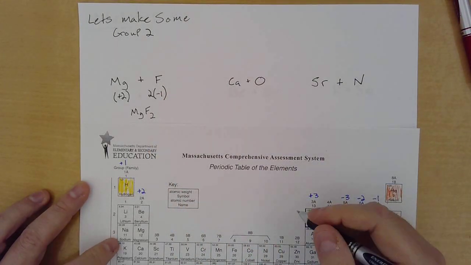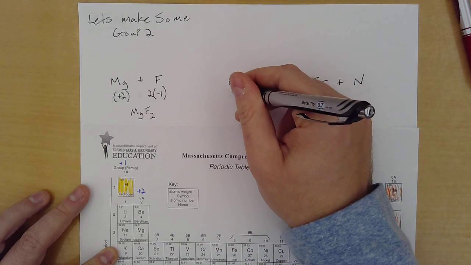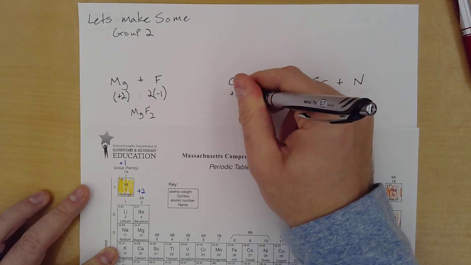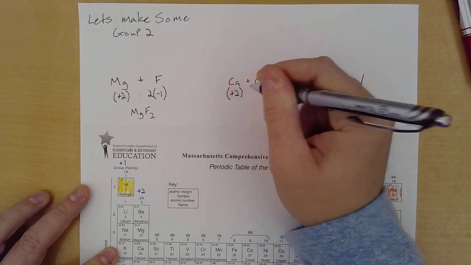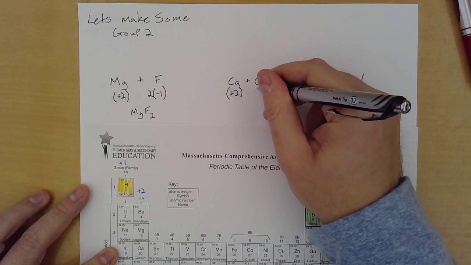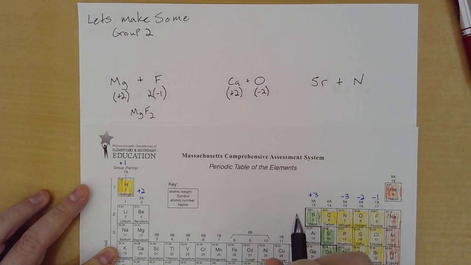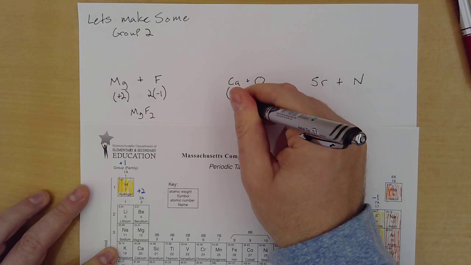Let's look at Ca. Ca is over here, it's still in group 2. So that ends up being a +2. It's a metal, loses electrons. We got our nonmetal oxygen, which gains 2 electrons, so it's a -2. They're balanced, they're perfect. Let's keep moving.